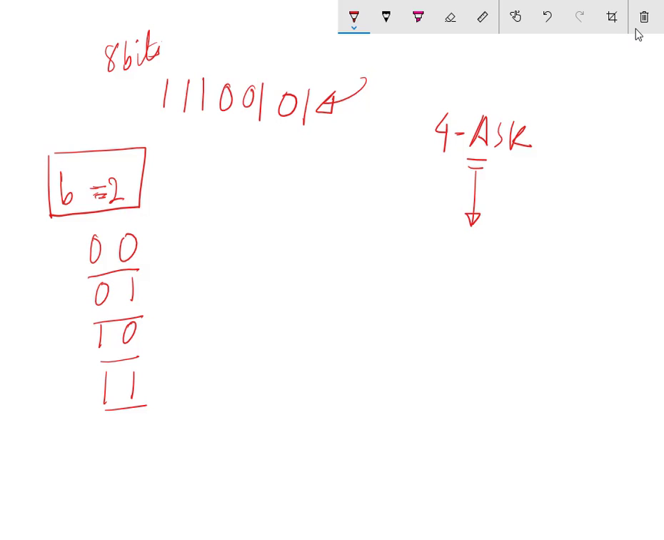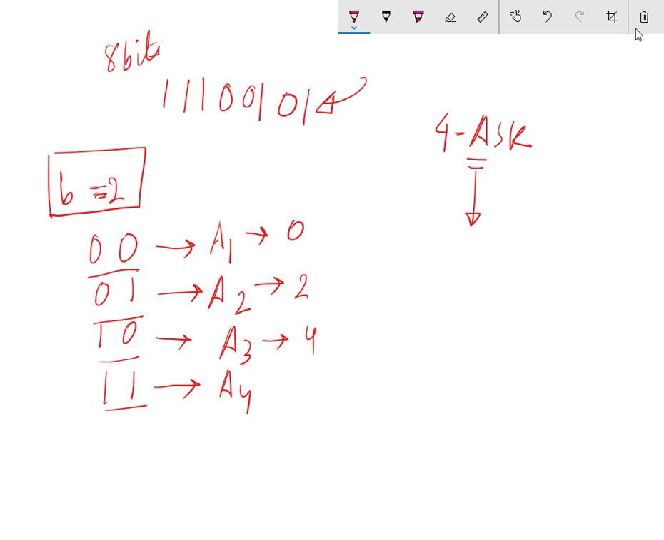Similarly, as in binary amplitude shift keying, now we have 4 possible combinations, so we need 4 levels of amplitude. When it is 0 0, we have A1 amplitude. When it is 0 1, we have A2 amplitude. When it is 1 0, it is A3 amplitude. And when it is 1 1, we have A4 amplitude. Let's say A1 is 0, A2 is 2, A3 is 4, and A4 is 6 volts.